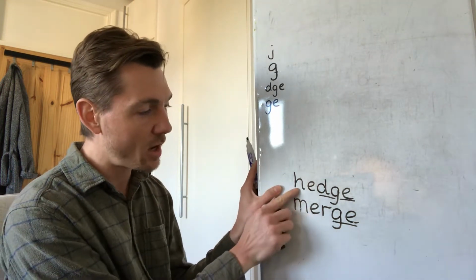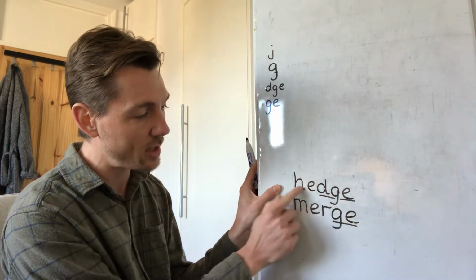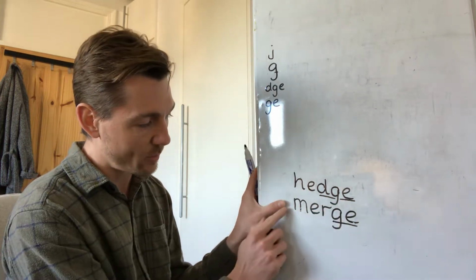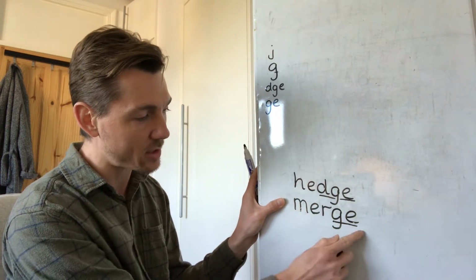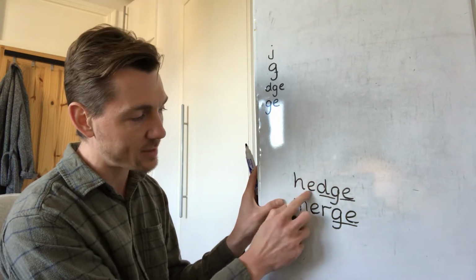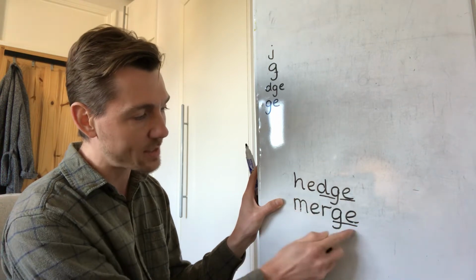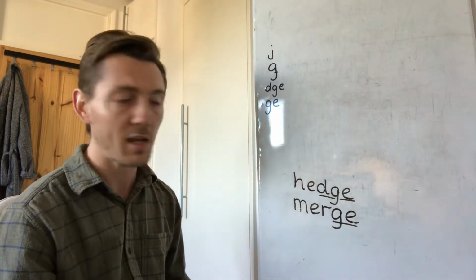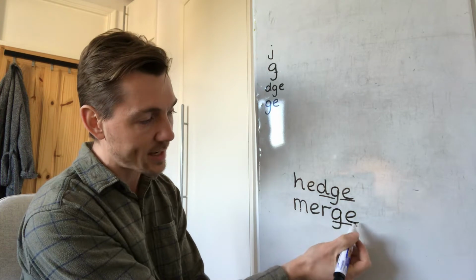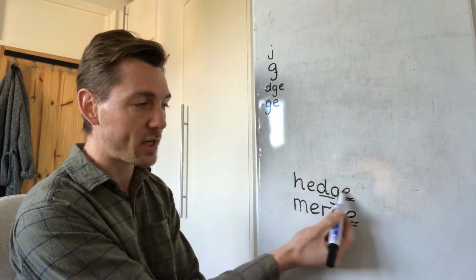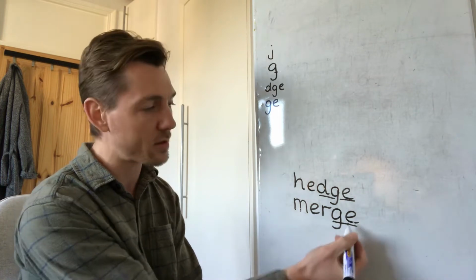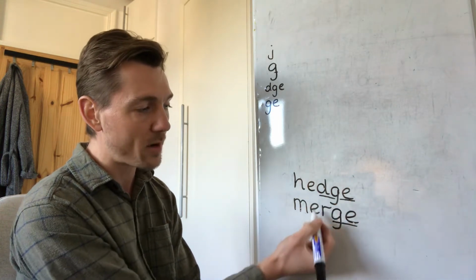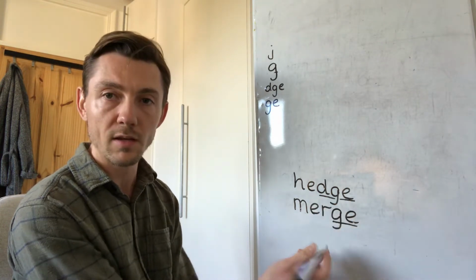So we have j, hedge, and we have j, merge. Think about the different sounds and what the difference might be. What might the pattern be that dictates whether we use the DGE spelling or the GE spelling at the end of the word? Because they're both at the end of a word. So why might we choose one over the other at the end of a word?